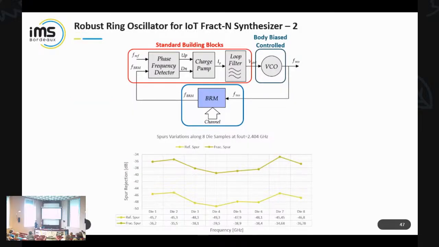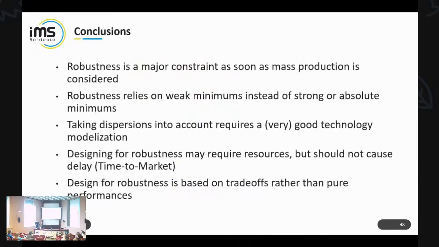And here is a measurement. So you can see here the BRM is acting like a fractional divider on its own, no longer relying on the dual modulus average. It's really generating a fractional output. And here is the spur rejection of this circuit on 10 dies. And we can see that once again, we have something in the vicinity of 2 to 4 dB of variation regarding the frac spur and the resistance spurs, without any jitter addition such as the delta-sigma modulators, which makes the thing much easier, the power consumption much lower, and thus more suited for IoT. So, that will conclude this presentation.